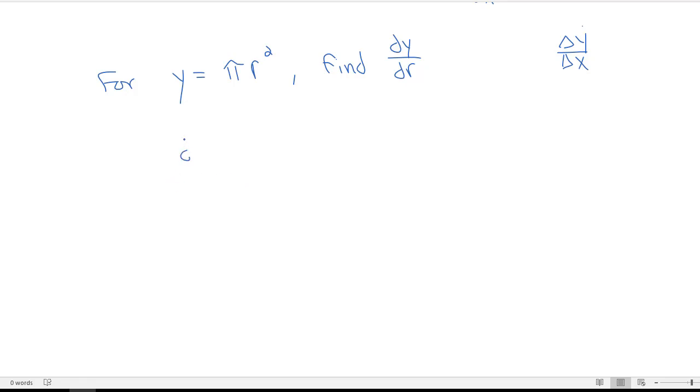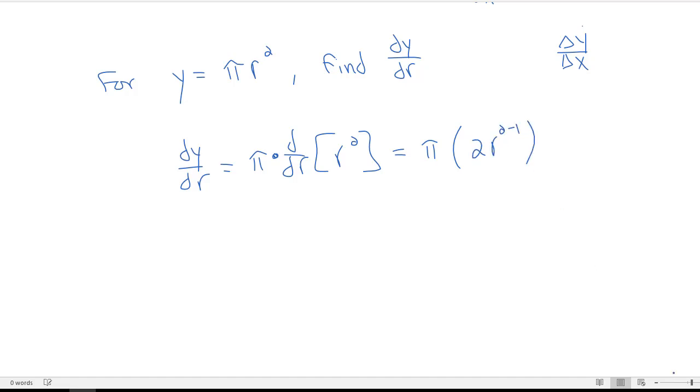All right, so if I'm finding dy dr, the r is the independent variable, so the pi is a constant, and then I'm going to take the derivative of r squared. Now I'm going to stop for a second here because this is another form of notation, and this is the derivative operator. So this says I'm going to take the derivative of this expression. And again, it says I'm going to take the derivative with respect to r of this expression. So I'm treating r as my variable. So just like if this was x squared, I would use the power rule. This is r squared, and I'm going to just treat that as a power rule. Right? So I'm going to bring the power down, take one away, and there's my derivative for pi r squared.